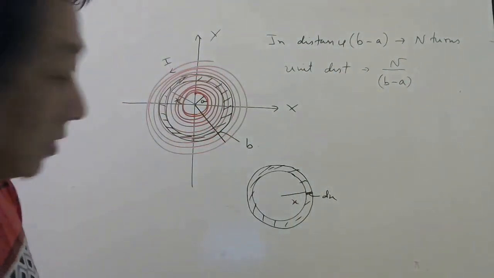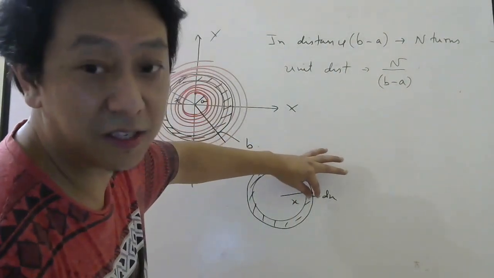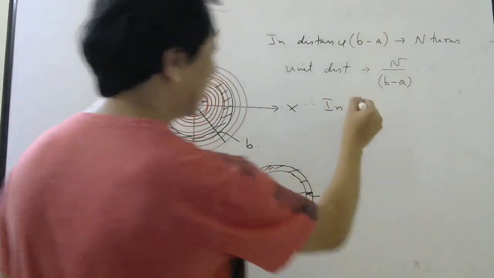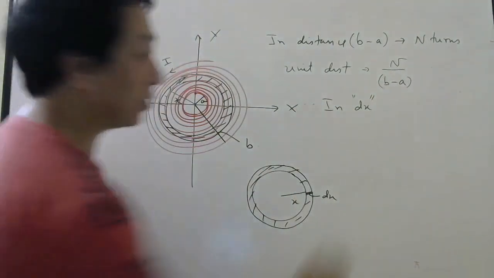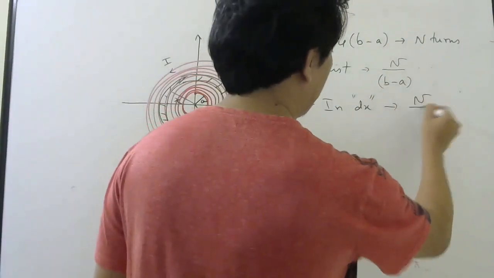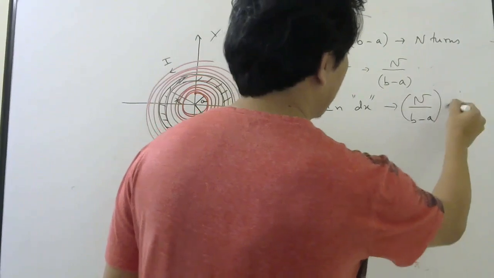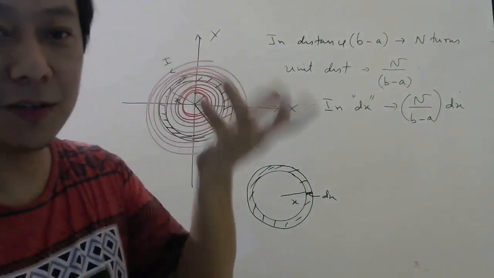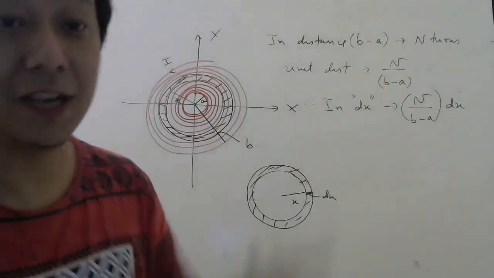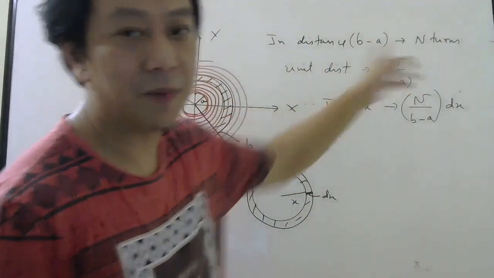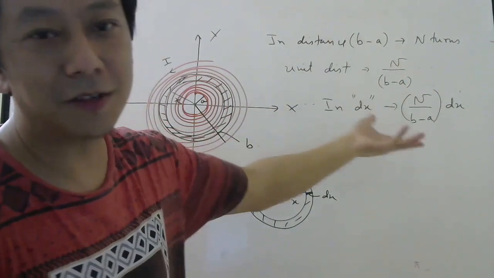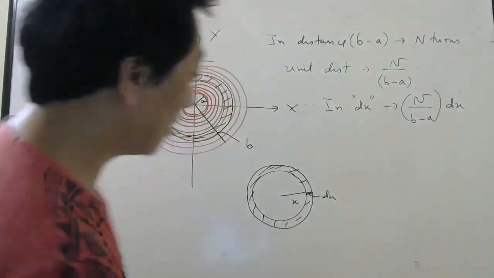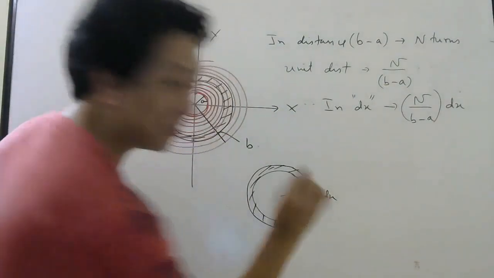Okay, but I want distance in this much distance, dx distance. So therefore, in dx distance, how many turns will be there? N by b minus a into dx. Okay, so this is basically like, what is the cost of 3 apples if you know the cost of 10 apples. So from the cost of 10 apples, find the cost of 1 apple, then find the cost of how many apples I told? 4 apples, right? Multiply with 4.